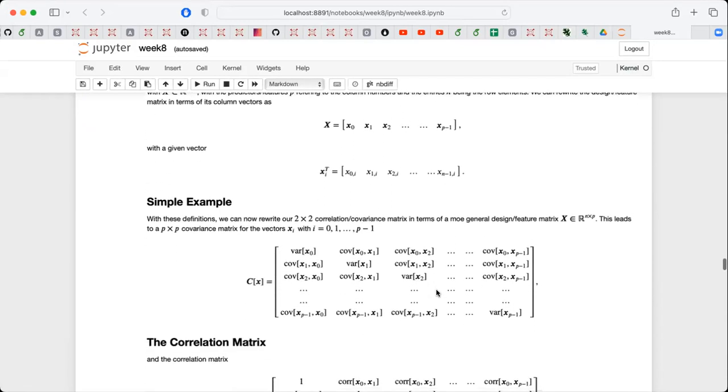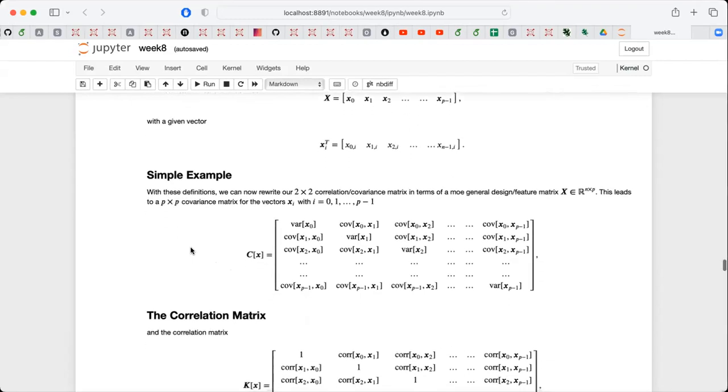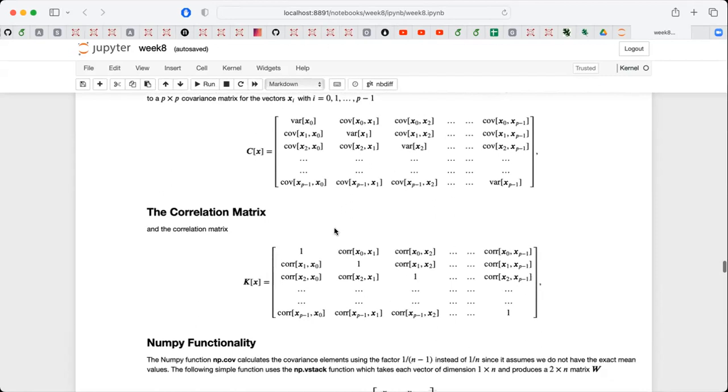And in this case, what you can do now is to calculate the so-called covariance matrix. So C is my covariance matrix, and when we go to the general case, X is an n times P matrix. That means that you have a P times P covariance matrix. And this is the matrix we want to diagonalize. You can alternatively also set up the correlation matrix, and then you will have 1s along the diagonal.